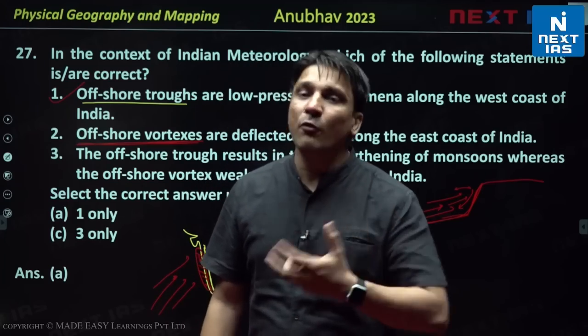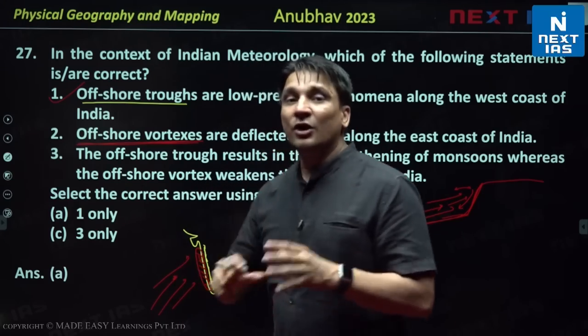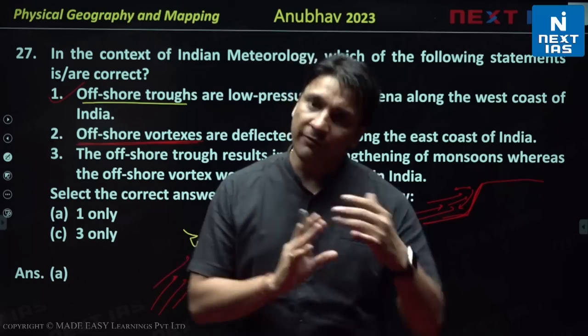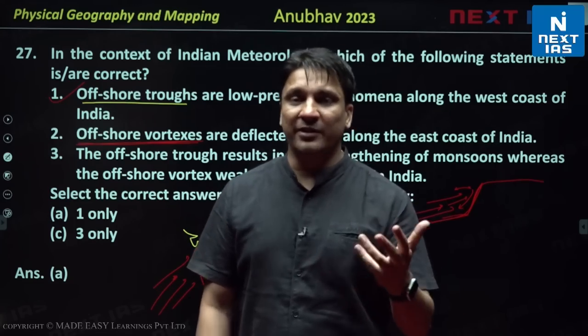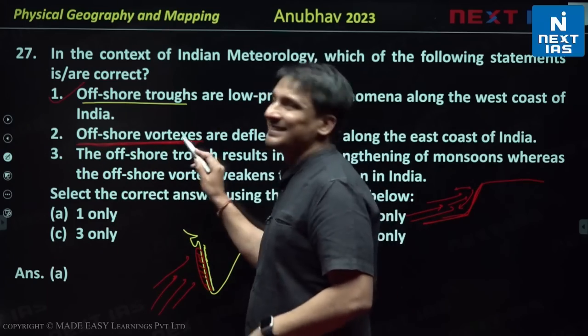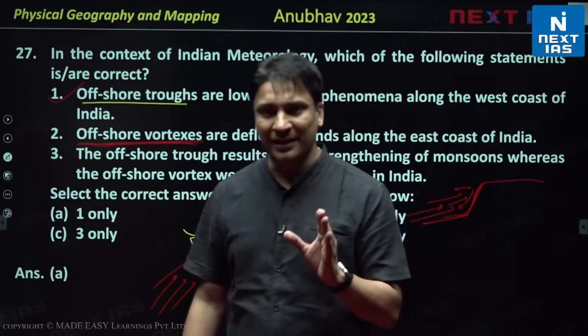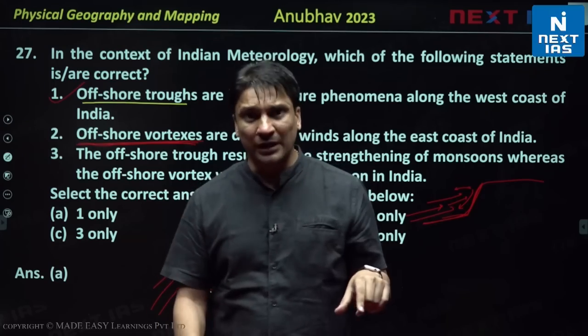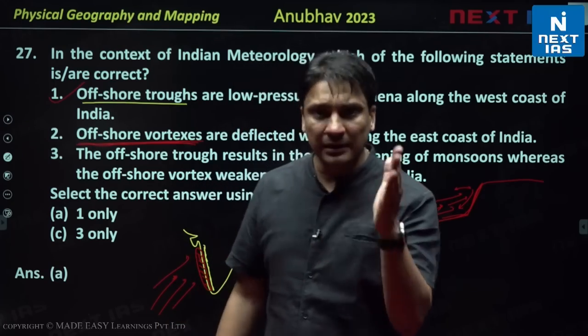These offshore vortices cause heavy rainfall and flooding. Very often you must have heard about flooding in Mumbai. So that is because of offshore vortices. Clear? So offshore vortices develop due to the return of monsoon when it strikes the Western Ghats.